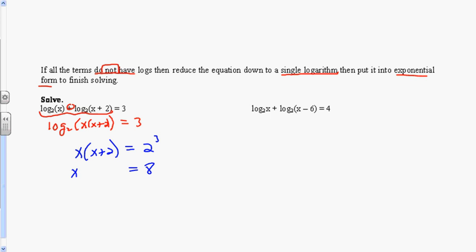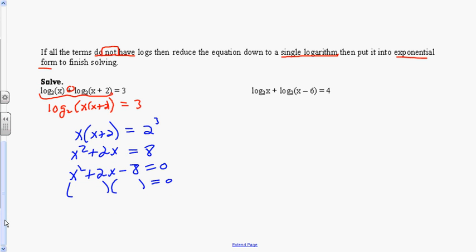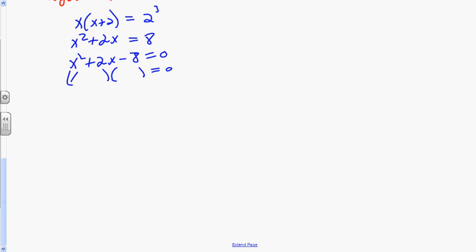We distribute, we get x squared plus 2x. We have a quadratic. I bring the 8 to the left side by subtraction, and we can factor. So our two solutions here are -4 and 2. But what did we remember about x? x cannot be negative, so 2 is our solution.